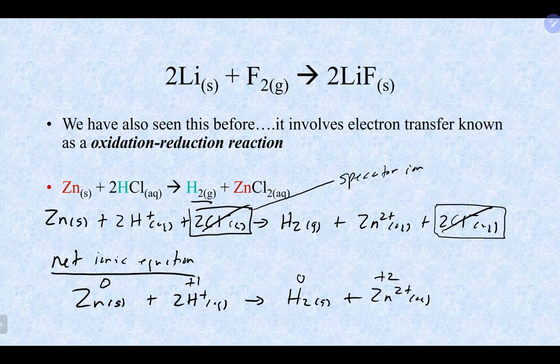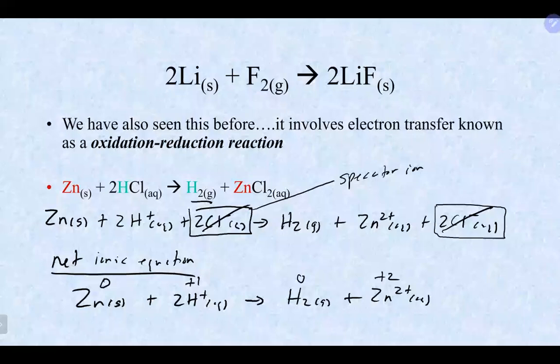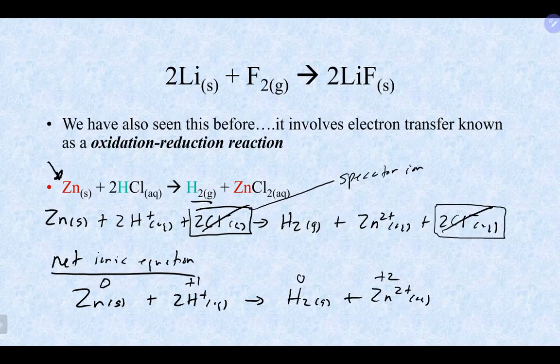So to be clear here, a single replacement reaction is a more specific classification of a redox reaction. I would say probably 9 times out of 10, if people were given this equation and asked to identify it, single replacement is probably how they would do it, but it still falls under the big umbrella of a redox reaction that's actually taking place. Any questions on that?